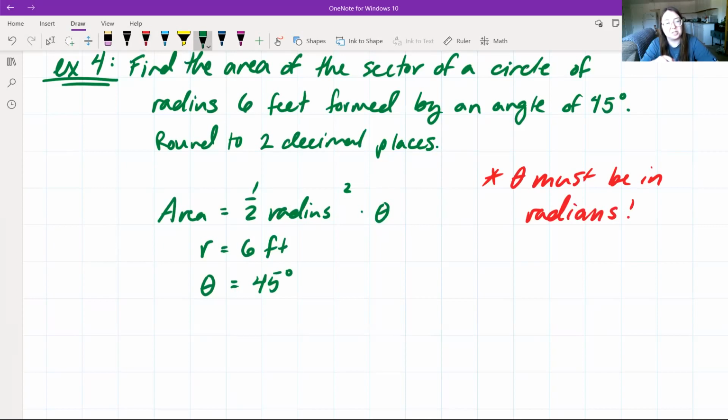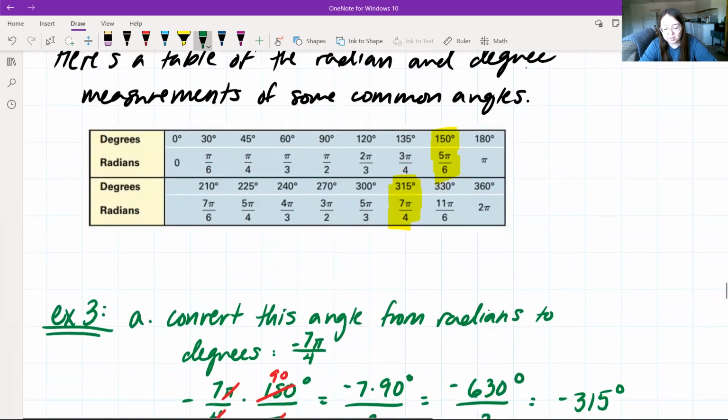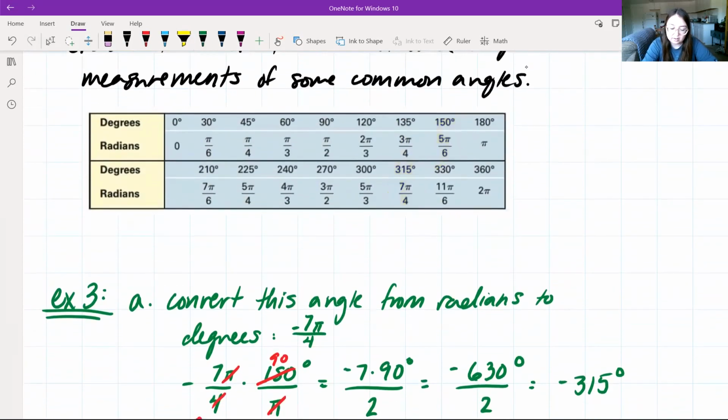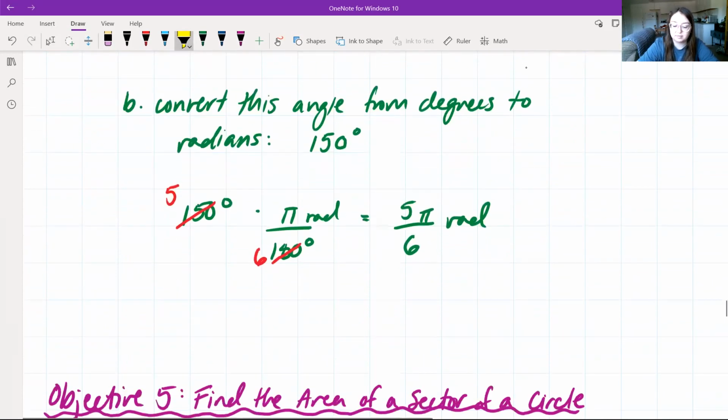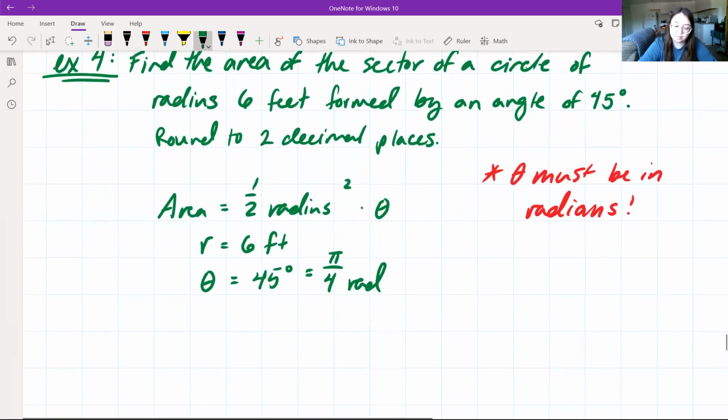Let's go ahead. We'll just look at our table. 45 degrees is a pretty basic angle, so it's definitely going to be in our table here, where if we look, 45 degrees corresponds to pi over 4 radians. So this is equal to pi over 4 radians, and now we can just go ahead and find our answer.